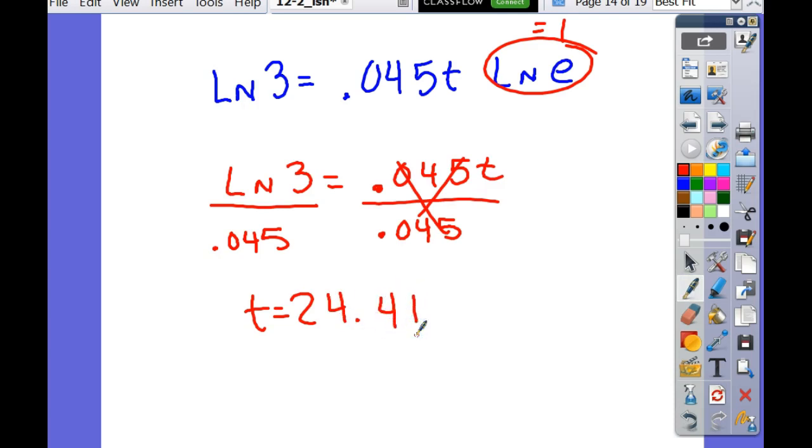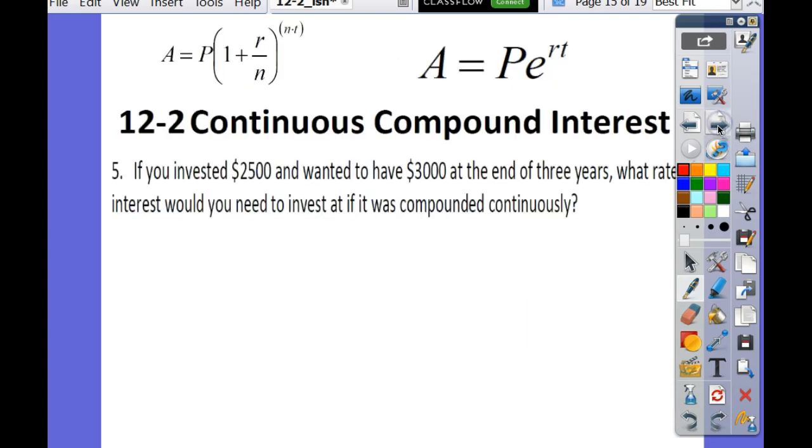That's not good enough. 2441 what? Years. If it is time, you need to tell me whether, most of the time it's talking about years, but there will be some problems that might be hours or minutes. You need to write the words that tell me what that number stands for. It stands for the number of years. Would you please see if you can do the next problem?